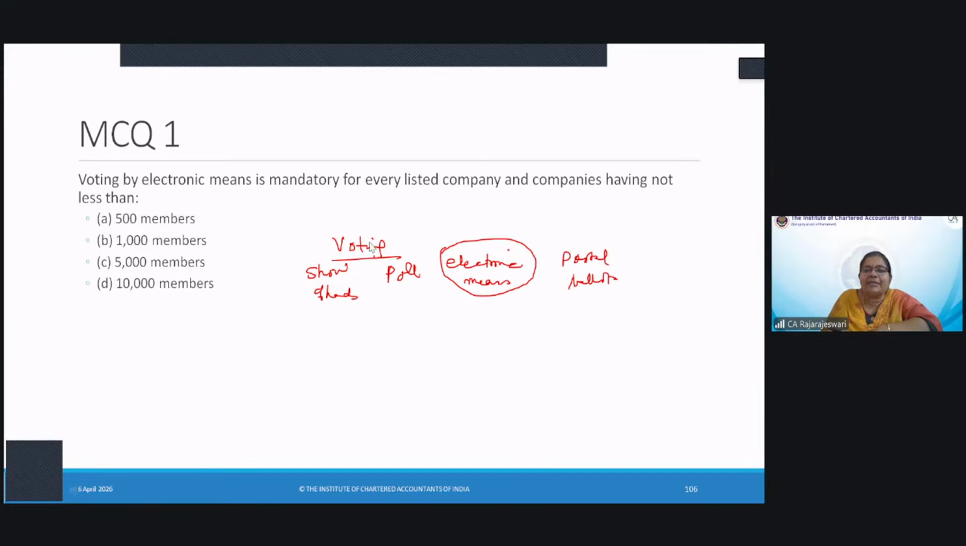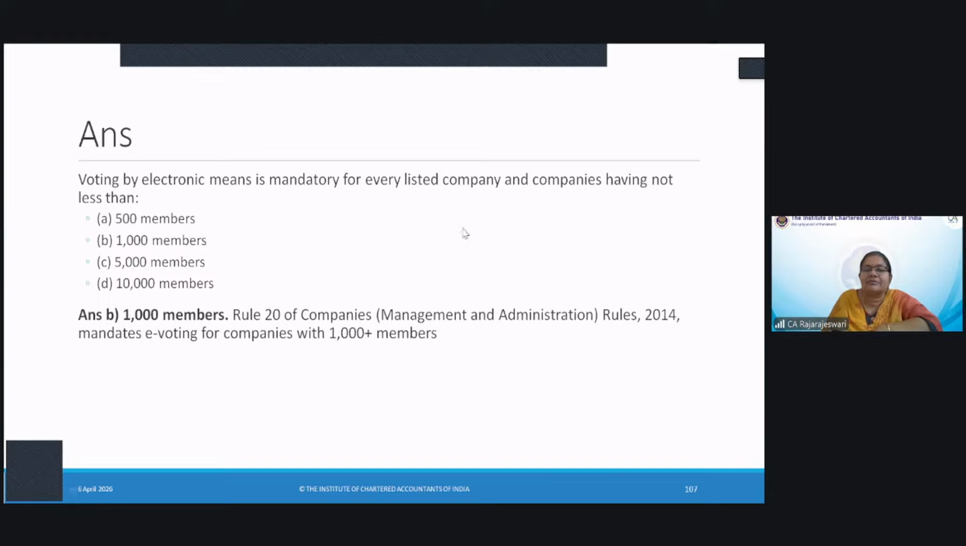So every listed company and companies having not less than 1,000 members. That is the answer. So Rule 20 specifies that every listed company and companies having not less than 1,000 members. So both have to be satisfied. Then voting by electronic means is mandatory.